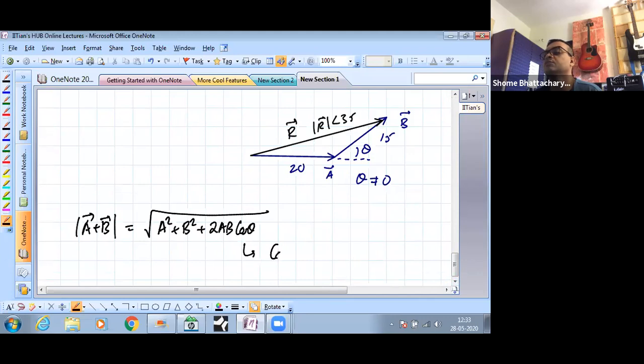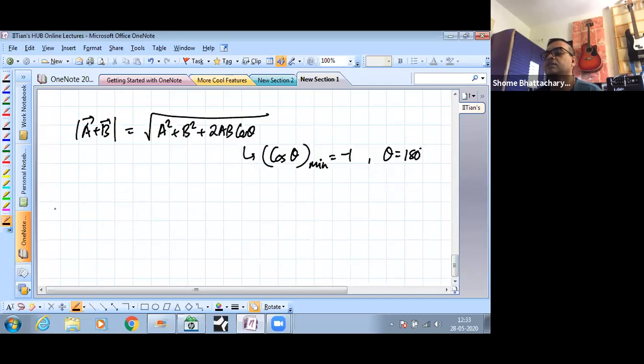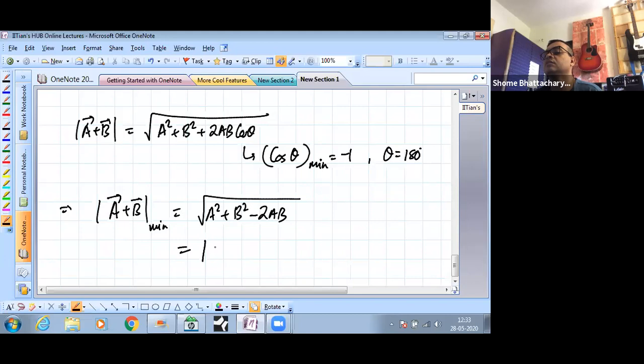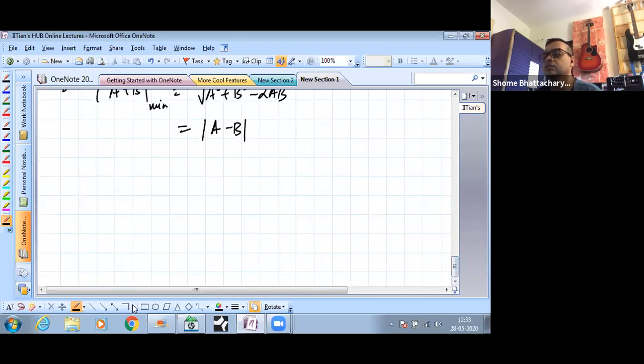So cos theta's minimum possible value is -1. That happens when theta is equal to 180 degrees. In that case, the minimum value of mod of a plus b becomes root of a square plus b square minus 2ab. So that is just the magnitude of the difference of a and b. Visually, if you want to understand it, this is when it happens.